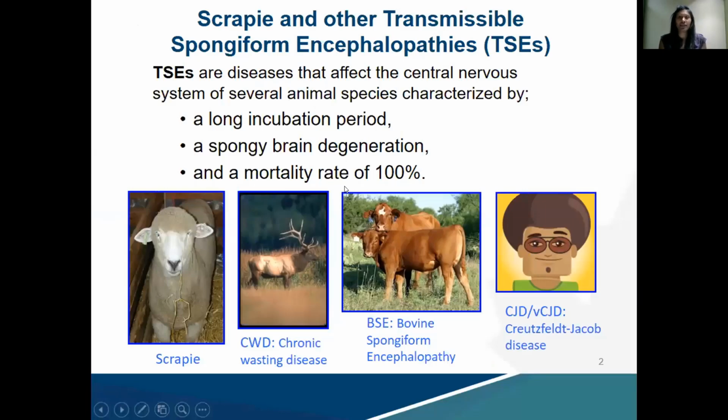Scrapie is part of a family of diseases called the transmissible spongiform encephalopathies. You can see that different variants of the TSEs impact different species, including humans, where we have CJD or variant CJD. These are diseases that affect primarily what we see the most, the central nervous system.